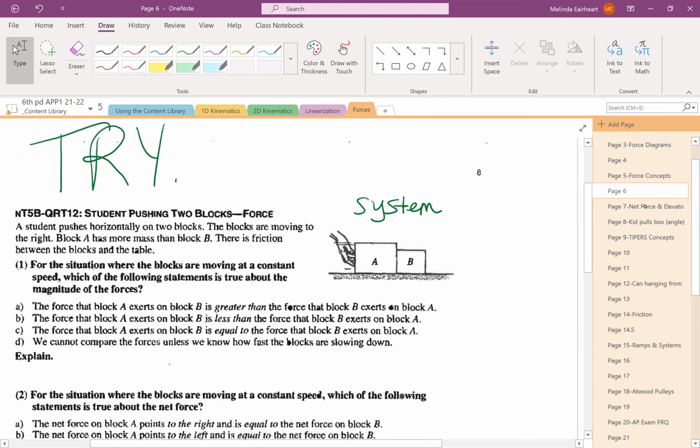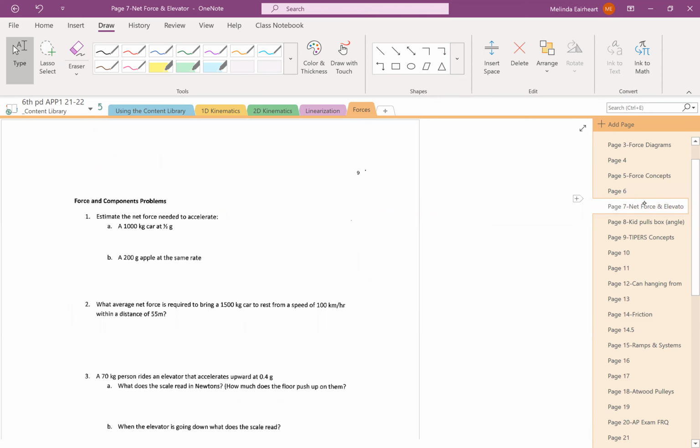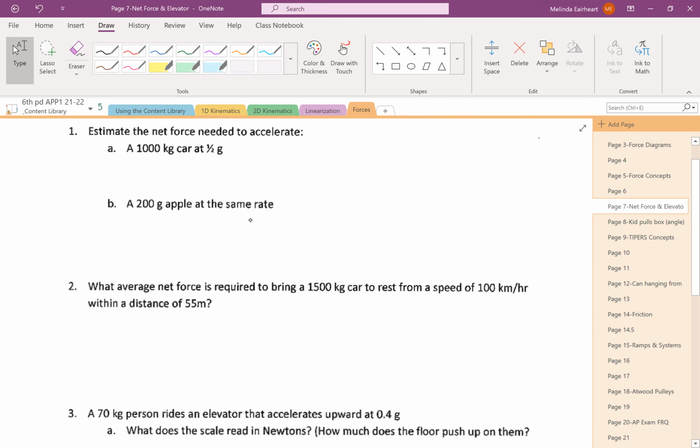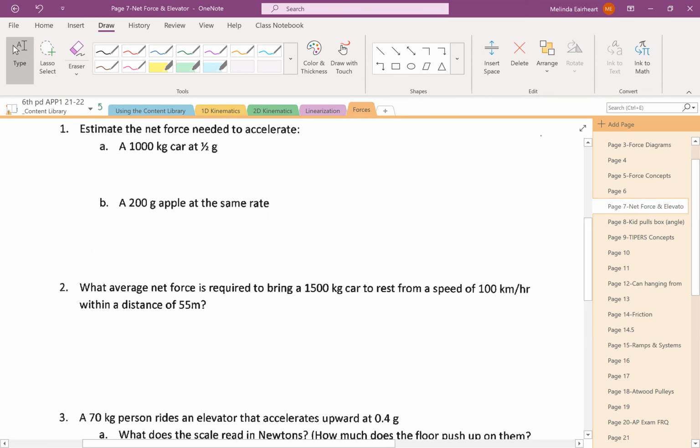But we need to start calculating. Pages 7 and 8 have our calculations. We're going to start basic and work our way up, all right? Hopefully the first two feel easier. Question 1. Estimate the net force needed to accelerate a 1,000 kilogram car at 1/2 g. Wait a second, is that grams? No. If you accelerate at 1/2 g, I don't think we've talked about g's plural yet.